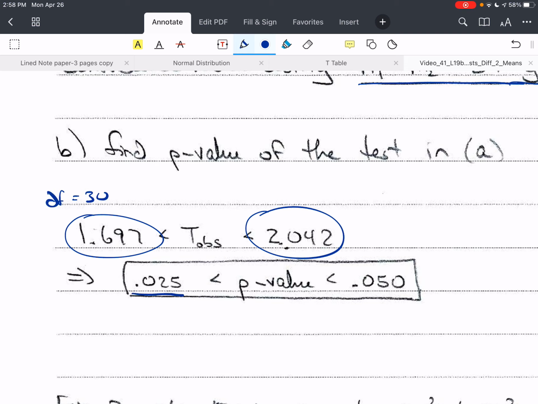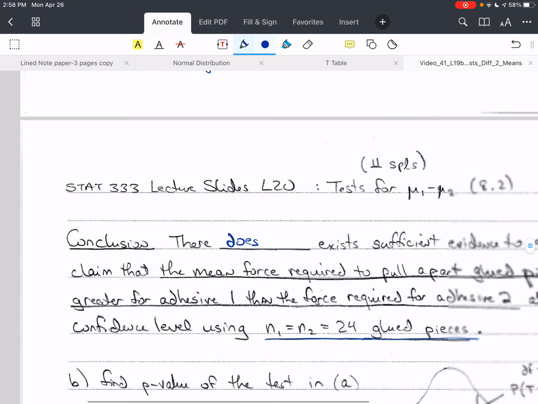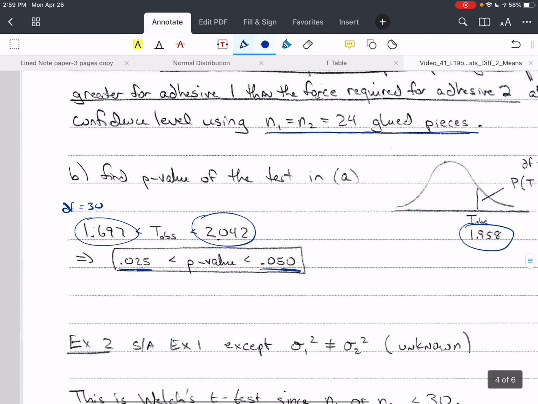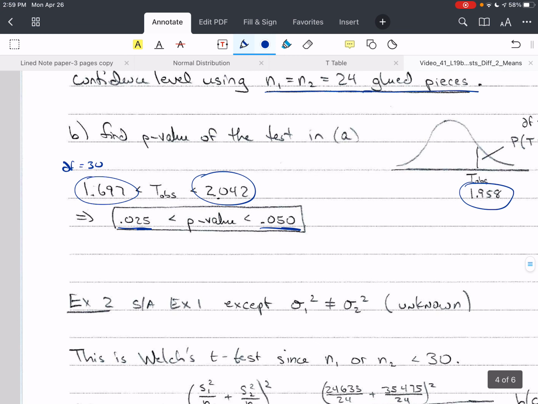And so we have between 0.025 and 0.050, which agrees with our decision to reject the null for alpha equals 0.05. See, we did reject the null here using the critical value method, and we also, because this p-value it says right here is less than 0.05, which is alpha. So if p-value is less than alpha, we reject the null. It is less than alpha, so we are going to reject the null.